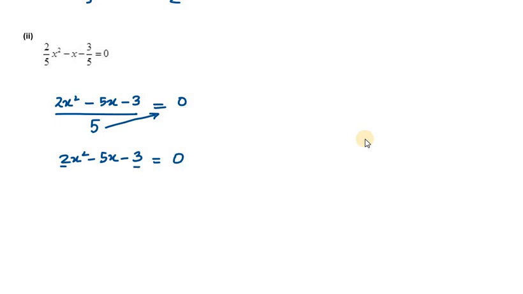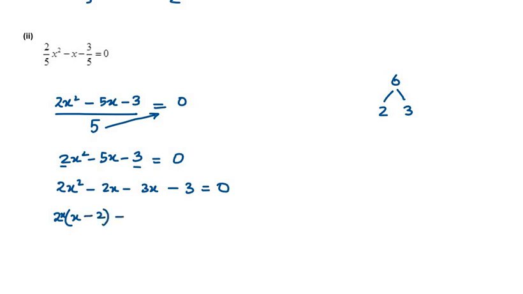So 2 and 3 makes 6, and we need to find the factors of 6. So 6 can be written as 2 into 3. I will write 2x square minus 3x. I will take minus 2x first, then put minus 3x. So minus 2x minus 3x minus 3 equals 0. Now we need to take common from the first two terms. It will be 2x common, then we are left with x minus 2. For the second part we can take 3 common, so we get x minus 1, and here too it will be x minus 1.